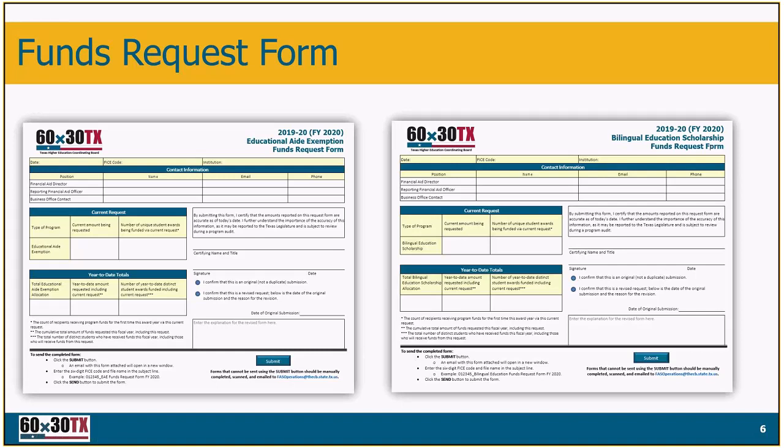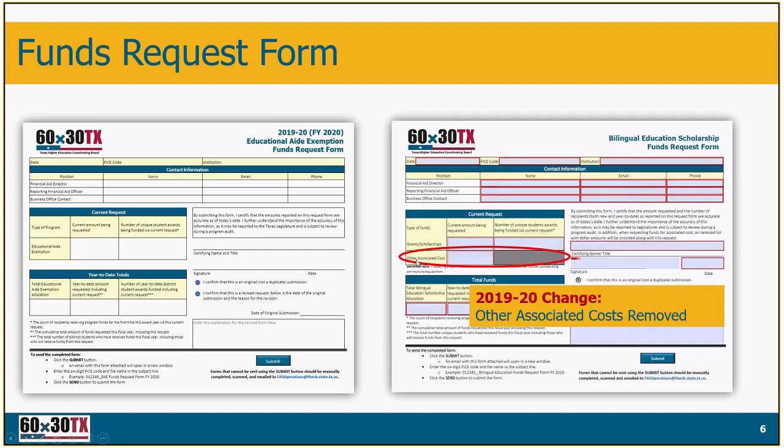One of the things to be mindful of if you're in bilingual education scholarship, there's only 7 schools that participate in that program, but I wanted to bring to your attention that other associated costs did go away for 1920. That was something that schools could report, and that has been removed out of the legislation, so you can no longer use the funds for those costs. So you won't see that on the form anymore, and I wanted to make sure people are aware of that so that you can shift your program appropriately. So if you have questions, feel free to reach out to us.